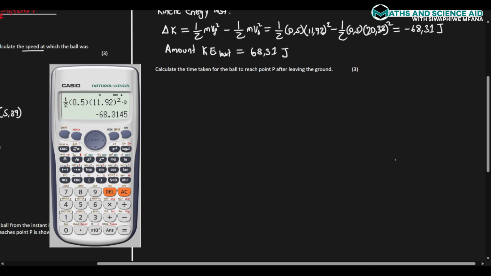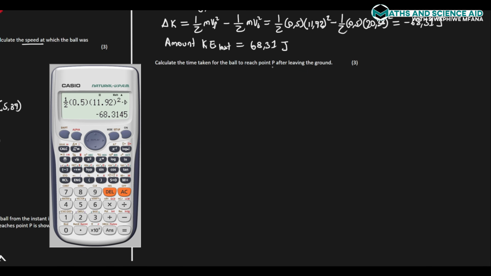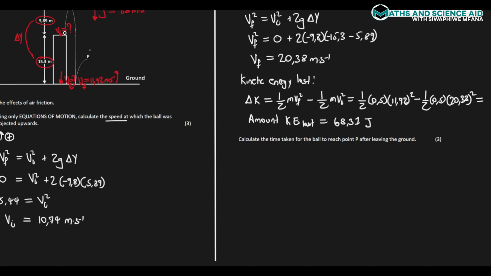This time around, we must calculate the time taken for the ball to reach point P after leaving the ground. Okay, we know that the ball is going to leave the ground, or bounce off the ground, with this speed, and it is now going to reach point P, and again point P is a maximum height. So at the maximum height, V is always equal to 0. So in order for us to calculate the amount of time it took this ball to reach point P, we can simply choose this equation of motion.